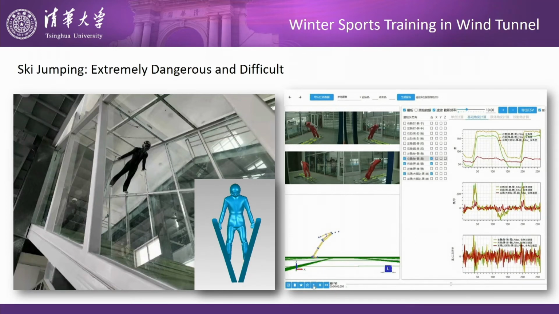And statistics tell us each athlete can only perform a maximum of 6 jumps per day. Otherwise, they will get hurt.